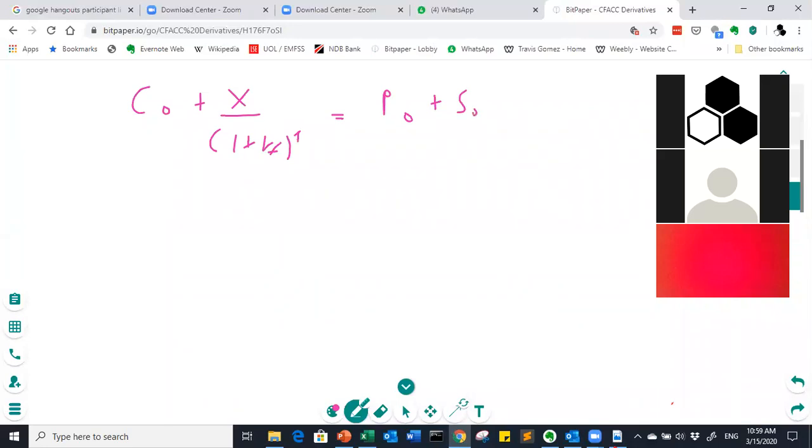Say we want to create a synthetic call option. Essentially what we mean by synthetic call is using other assets, can we replicate the payoff of this call option? All you need to do is rearrange the identity to make the term we are interested in the subject. So if we want to create a synthetic call, we make the synthetic call equal to P naught plus S naught minus X over 1 plus RF T.